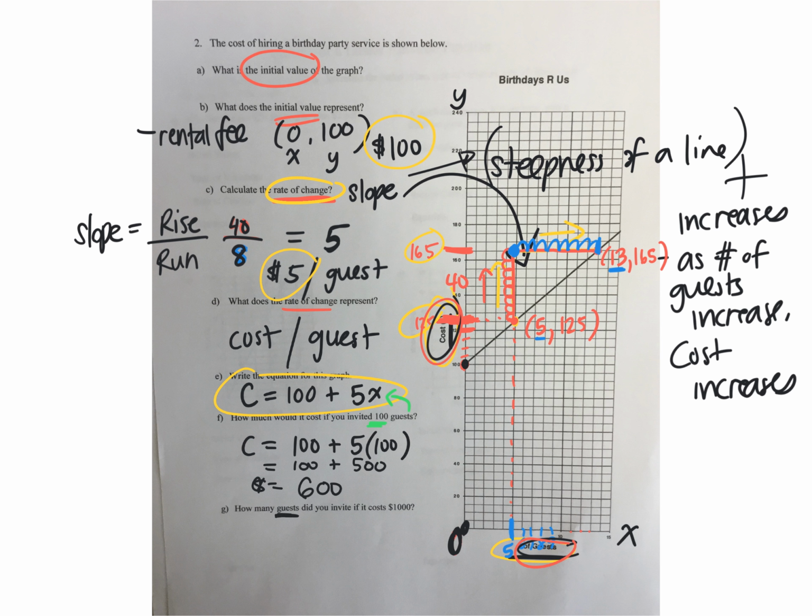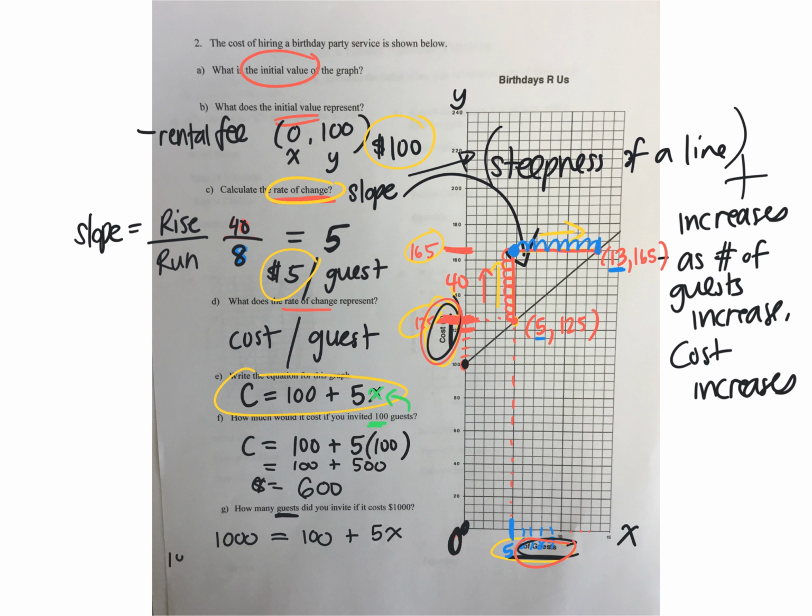How many guests? So this time we're trying to figure out x, right? Did you invite if the cost was 1,000? So if the cost was 1,000, well, we know that the cost is equal to 100 plus 5 times the number of guests. We're trying to figure out how many guests. How would you solve for x? You have to get x by itself. So you tell us what you did again.